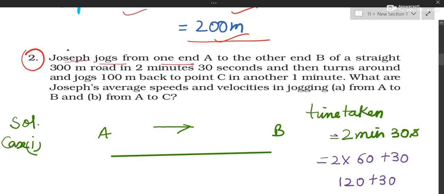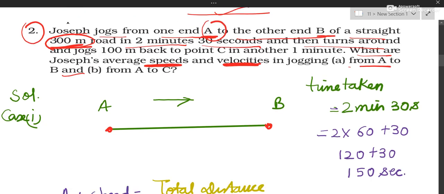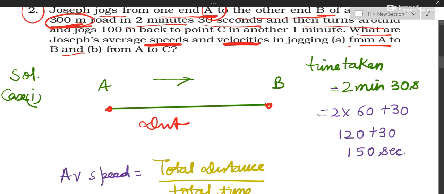In second question, Joseph jogs from one end A to other end B of a straight 300-meter road in 2 minutes 30 seconds, and then turns around. First we have to tell what are the speed and velocities from A to B. So he goes from A to B. A to B is 300 meters. So write distance. Distance is 300 meters.